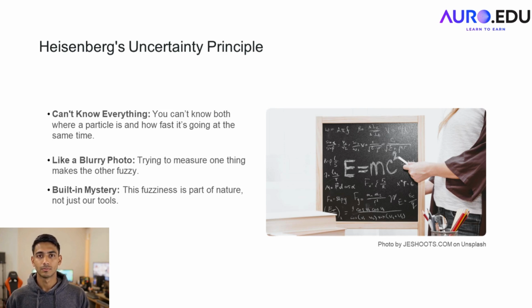Here's a brain twister. Imagine trying to take a perfect picture of a racing car, but every time you focus on its speed, the image gets blurry. That's kind of what Heisenberg discovered. In the quantum world, if you know exactly where something is, you can't know how fast it's going, and vice versa. This isn't because our tools are bad. It's actually how nature works at tiny scale.